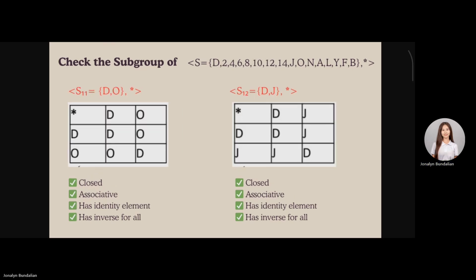Next, S sub 11 is equal to DO. It is also closed. It is associative, and it has an identity element, and it has an inverse for all. And S sub 12 is also closed. It is associative, has an identity element, and has an inverse for all.